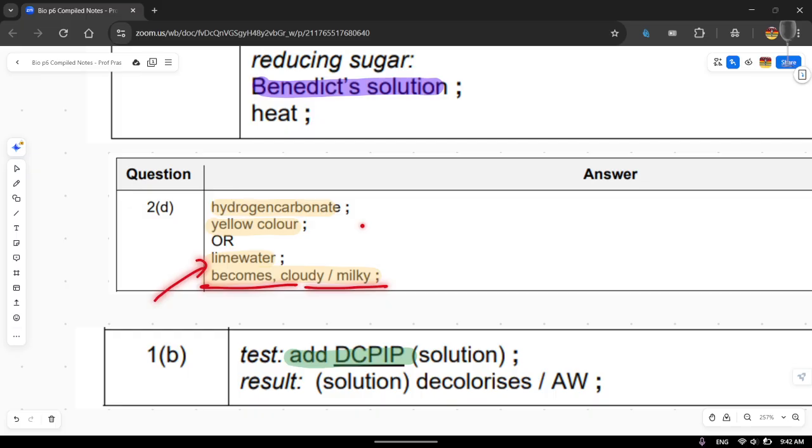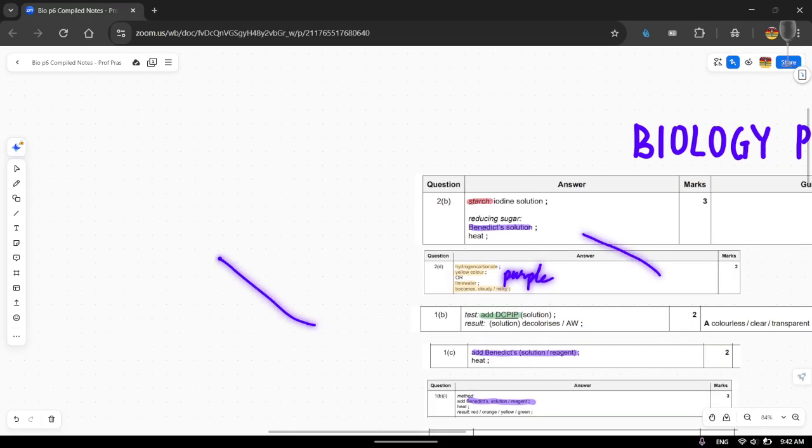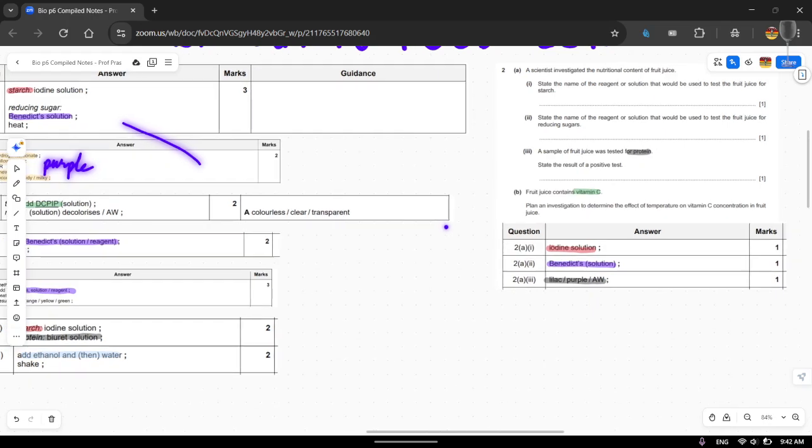Now, let me just tell you about hydrogen carbonate. This is an indicator used for carbon dioxide. When it is at normal carbon dioxide concentration, it's red in color. When it is at high carbon dioxide concentration, it's yellow in color. And when it is at low carbon dioxide concentration, it's purple in color. That's something extra that you should know. And I think that will be all for this video.